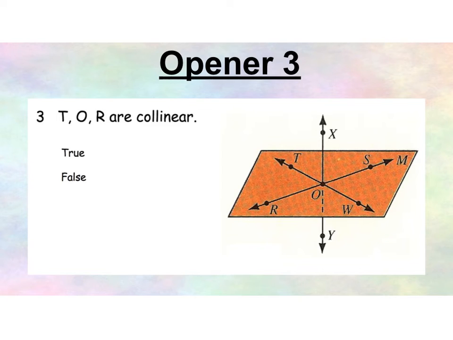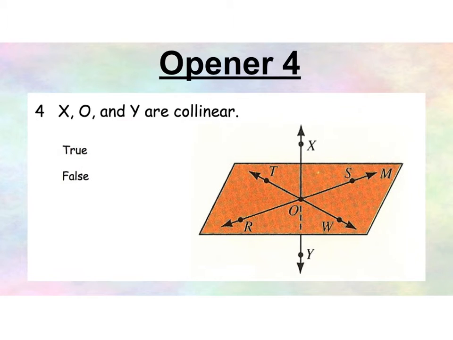Points T, O, and R are collinear. There's our vocabulary word. Remember, collinear has the word line in it, so it means that they're all on the same line. Is this true or false? Point T, point O, and point R are not on the same line, so this would be false. Points X, O, and Y are collinear. True or false? X, O, and Y are all part of line XY, so that's true.